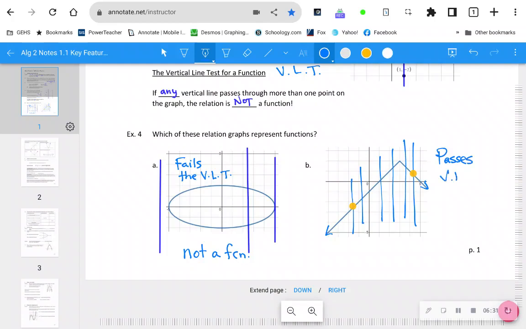The vertical line test, you should know what those letters stand for if you choose to use the abbreviation. So this is a function. You say, yes, it's a function.